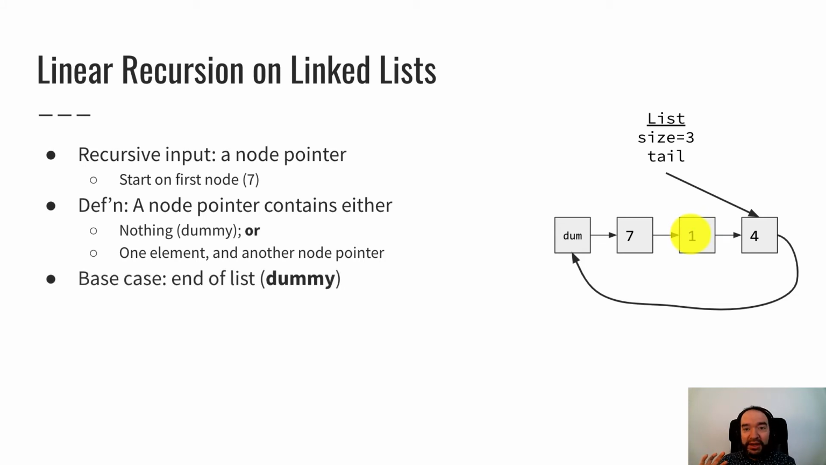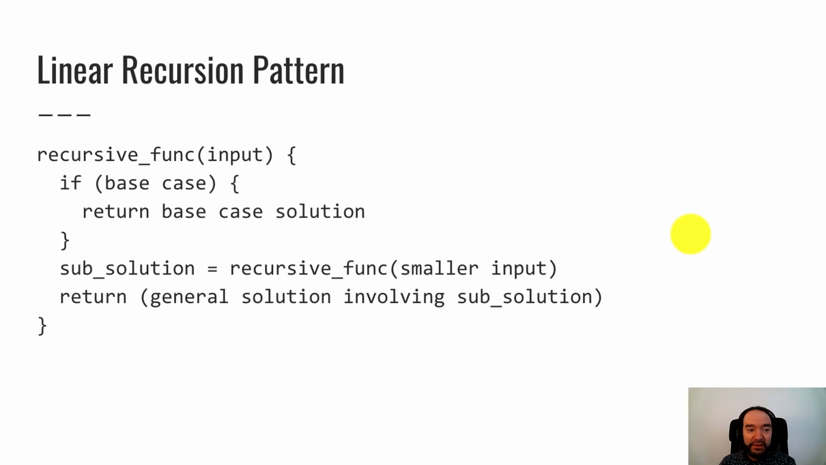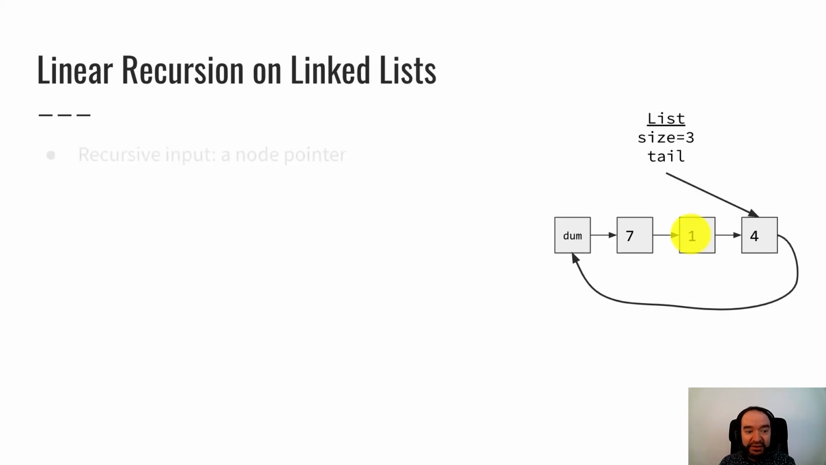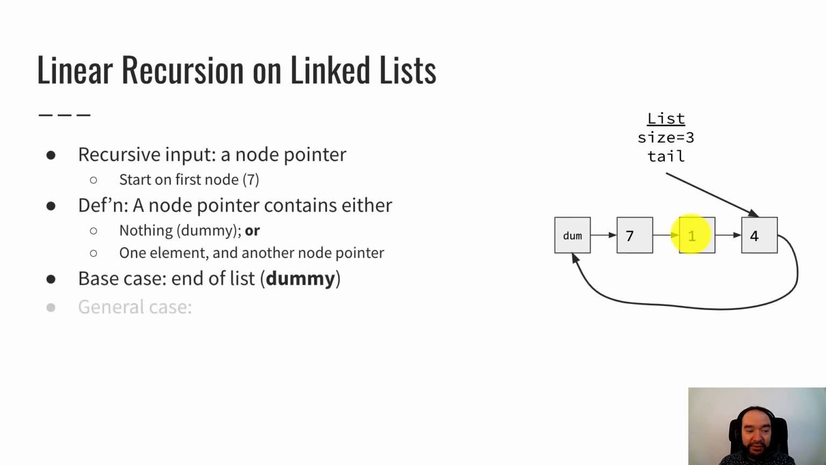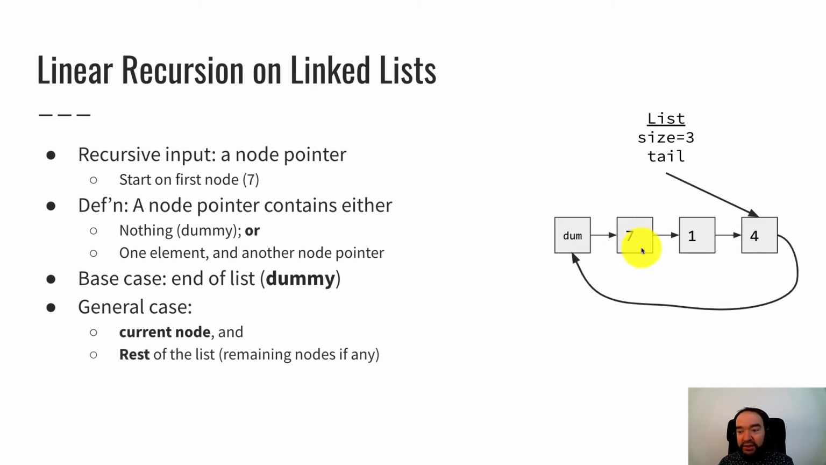So the way that we apply this pattern, linear recursion in general, to a singly linked list pointer is that in the base case, if we're pointing at the dummy node, we've got no elements to deal with. That's the base case. If we're not pointing at the dummy node, we're pointing at a node that has an element. So let's call that the current node. And we deal with that. And then we call ourselves recursively on the rest of the list. That would be everything to the right of the current node. So that's the next pointer of the current node.